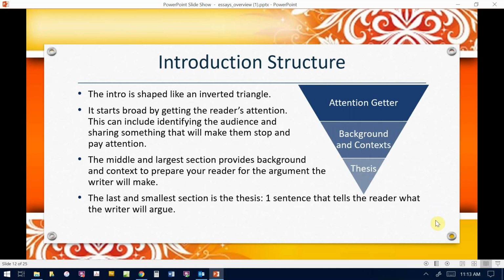So the way we diagram, if you will, the structure of the introduction is we have an equilateral triangle that's resting on its tip. And so the first section is the attention getter. And this is where we identify the reader. Now, we don't say "my readers for this paper is," right? But we let them know who we're talking to by the nature of what we're saying, right?